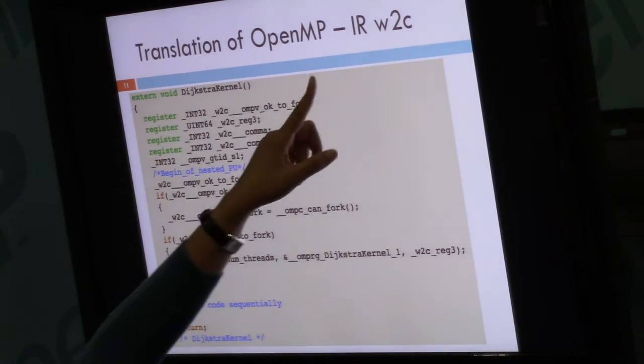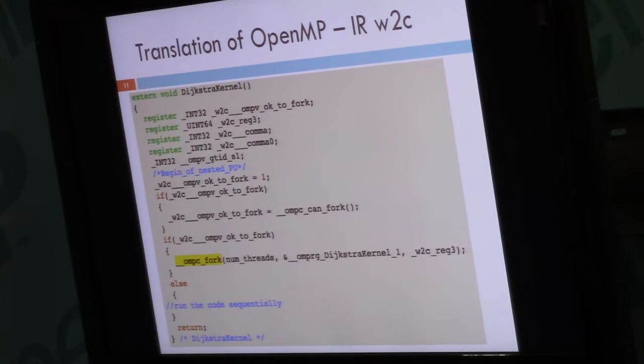We call that intermediate representation W2C, W standing for WHIRL to C. This is comprehensible, and if you go a few more levels down in the compiler, it becomes beyond comprehension, at least to me. I'm not a compiler person, more of a runtime person. So that's a translation of the OpenMP itself. You can see the OpenMP fork and number of threads, and W2C is again your intermediate representation.